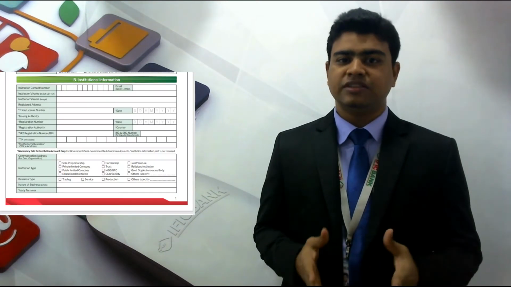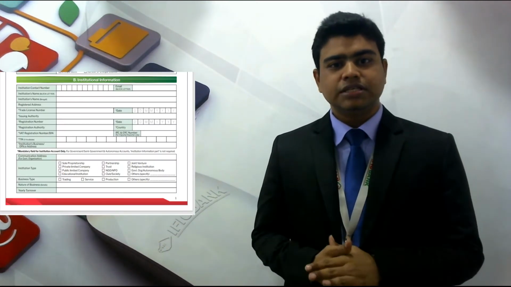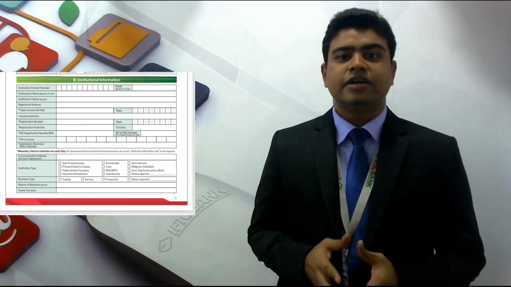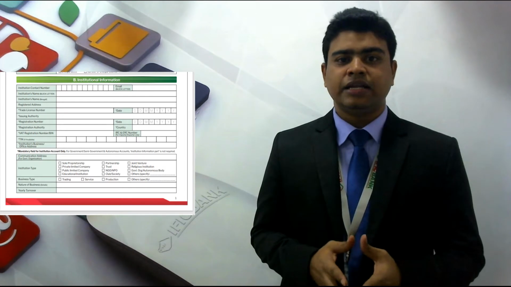In the other than individual account opening form, there will be additional information about the institution, like the name of the institution, contact number, registered address, trade license number, registration number, TIN number, and etc. Along with these two types of account opening forms, there are some other documents that have to be filled up, such as transaction profile, beneficial owner profile, risk rating forms, KYC forms, and so on.